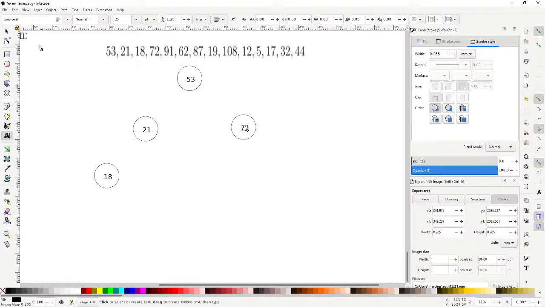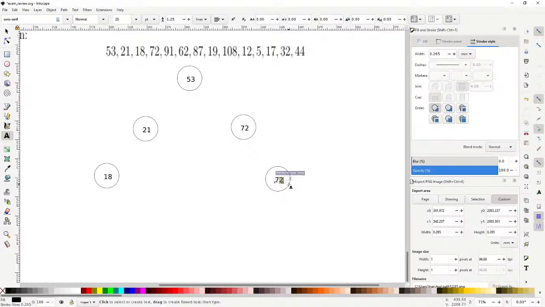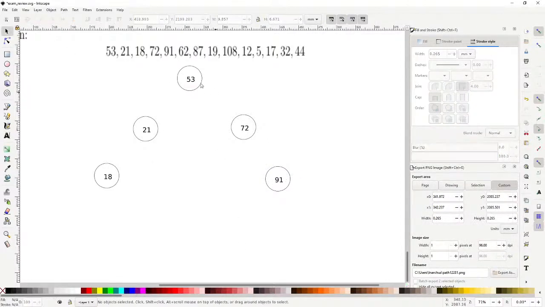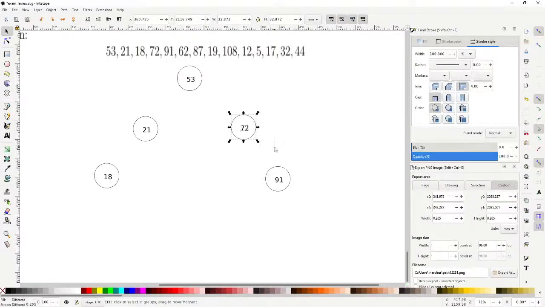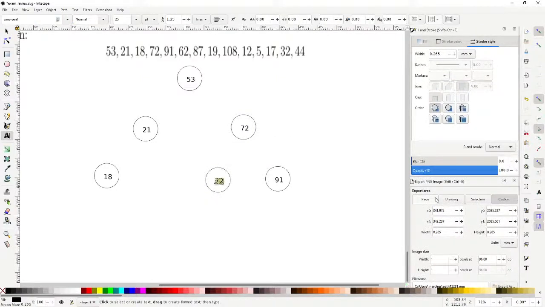And then 91 goes here, right? 91. And then what? 62. So 62 is bigger than 53 and less than that. So that is the child here, right? It's the left child or the right child, so 62.